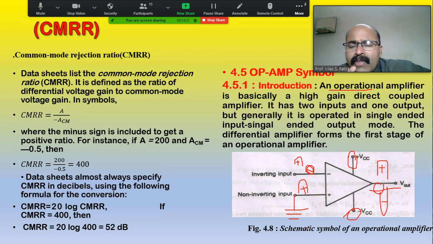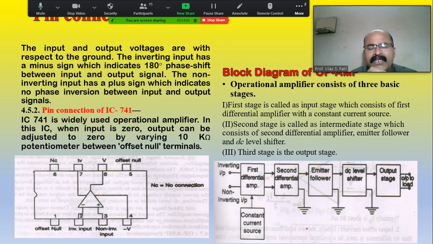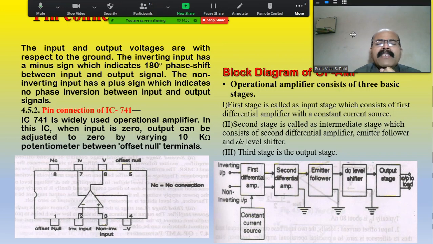Generally it is operated in single-ended input and single-ended output, and the differential amplifier forms the first stage of the operational amplifier. We know that the differential amplifier is the first stage, the input stage, of the operational amplifier. Now the pin connection, we know that there is a pin connection, and that pin connection is here.